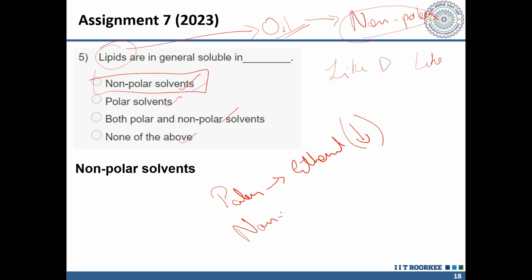because most non-polar solvents can dissolve them, such as toluene, xylene, hexane, octane. There are numerous non-polar solvents which can dissolve these oils. But for polar, we have very limited solvents such as ethanol, and that too at very low concentration. So as the question was generally soluble, the correct answer is non-polar solvents.